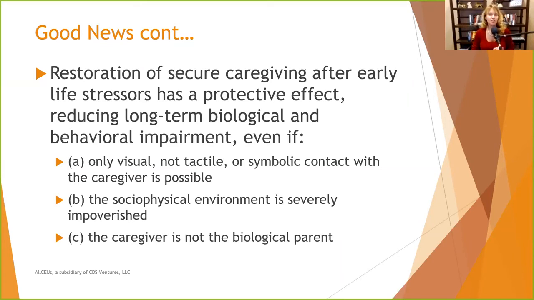The socio-physical environment is severely impoverished. So even if they're not in the greatest environment, it doesn't mean that they're doomed to dysregulation. And the caregiver doesn't have to be the biological parent. As long as there's a secure caregiver, somebody that is structured and is there and they can count on, the person can learn how to self-regulate. The person can learn that there's a safe home base to go back to, which can reduce the long-term biological and behavioral impairment. Because basically, they learn to start working through those Ericksonian stages.